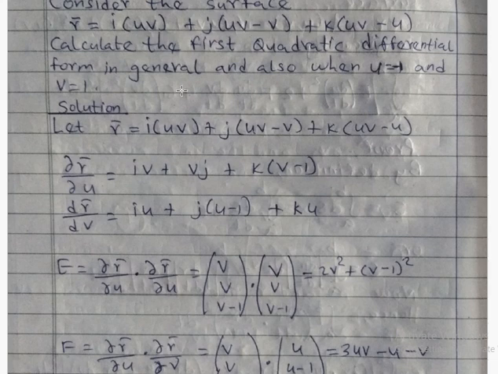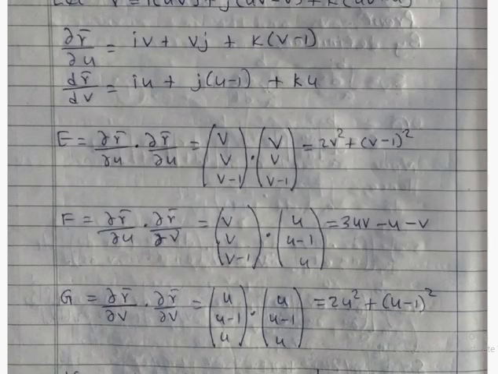So we are required here to calculate the first quadratic differential form in general, and also specifically when u is equal to -1 and v is equal to 1. So we are going to look for the values of E, F and G. We begin by partially differentiating with respect to u.